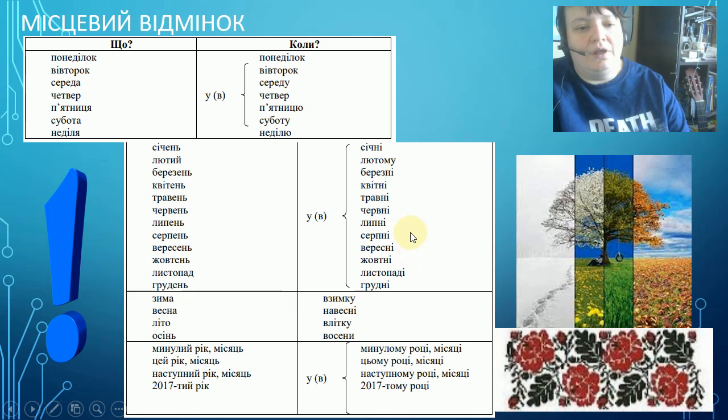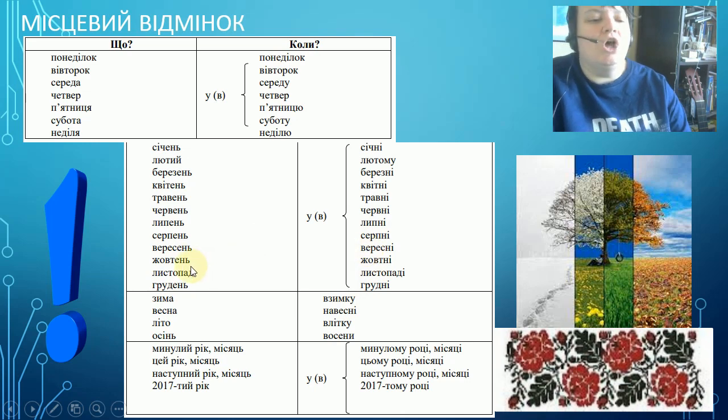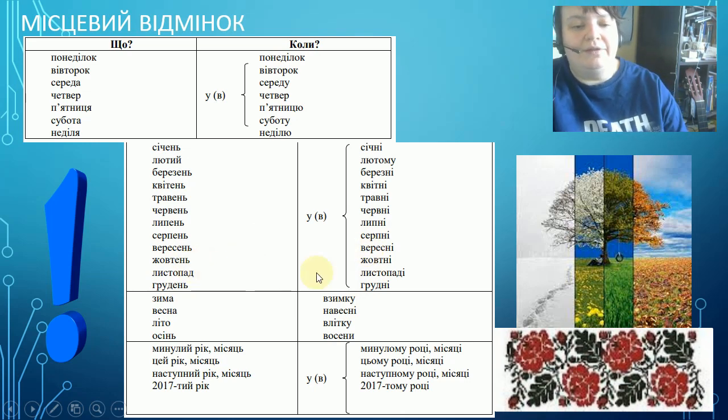Червень, June. В червні, у червні, in June. Липень, July. В липні, in July. Серпень, August. У серпні, in August. Вересень, September. У вересні, in September. Жовтень, October. У жовтні, in October. Листопад, November. У листопаді, in November. Грудень, December. У грудні, in December.